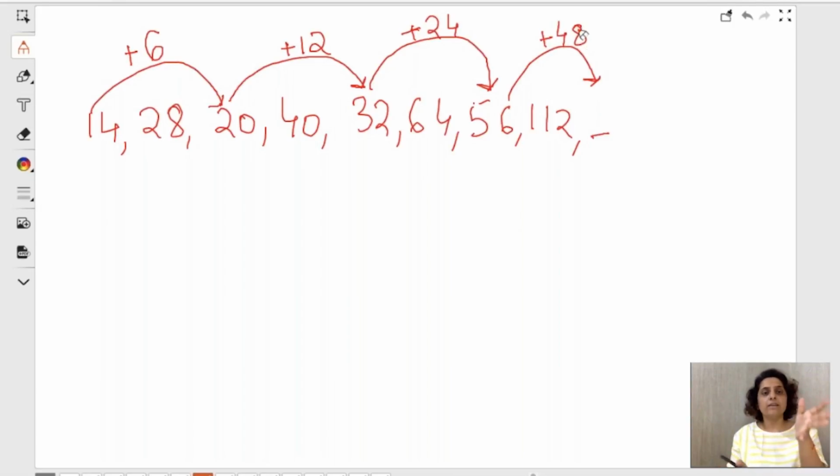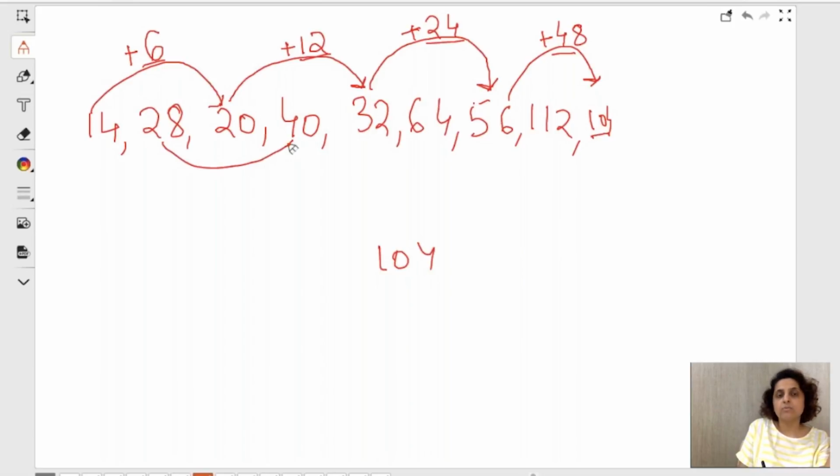What is happening? The difference is doubling. So 6, then double of 6, we had 12 here, and double of 12, we have 24 here, and then double of 24 would be 48. So 56 plus 48 will give us 104. So this is how we'll get the next number of the series.